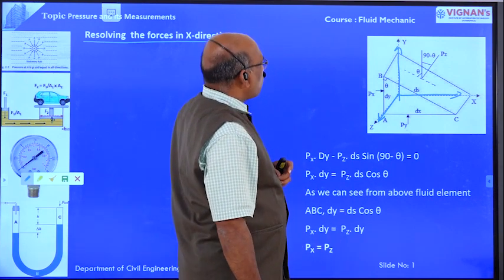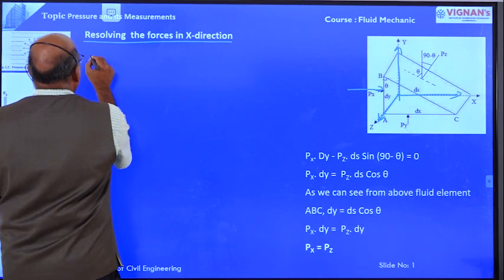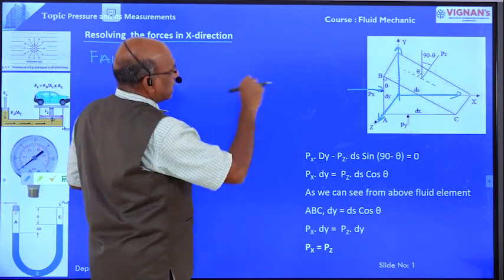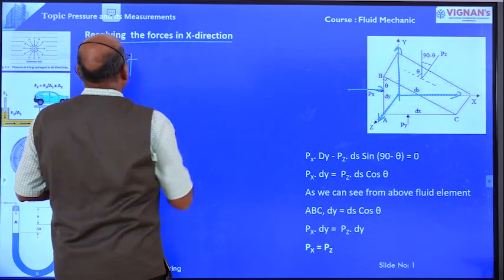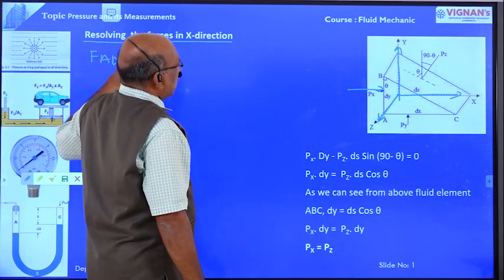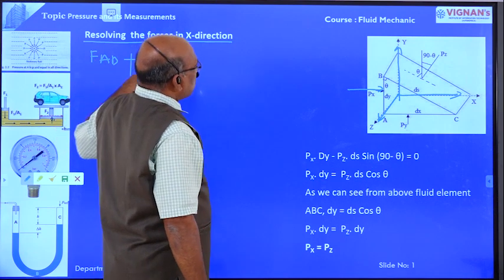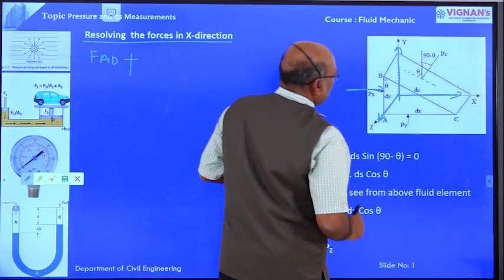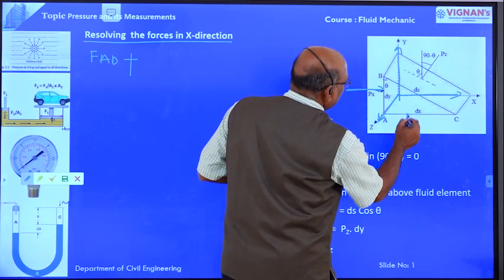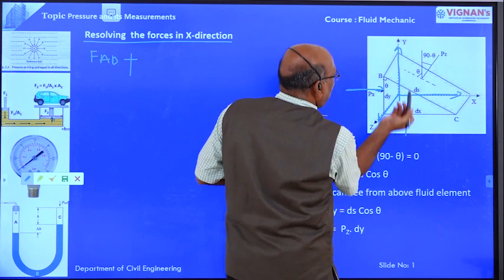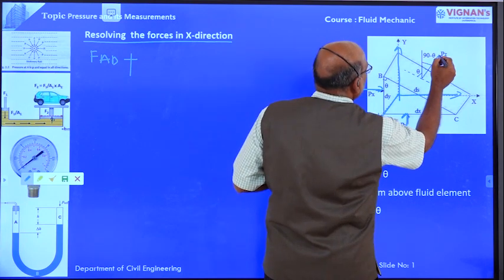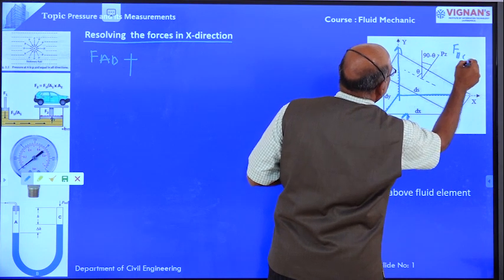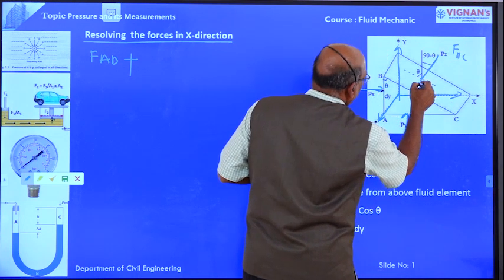Now resolving the forces in x direction, force AB, that is the force in the x direction, plus, already we have determined force AB, the force acting on the face AB. This is one force. Then this force is not acting in the x direction, only in the y direction. But force BC is acting like this.